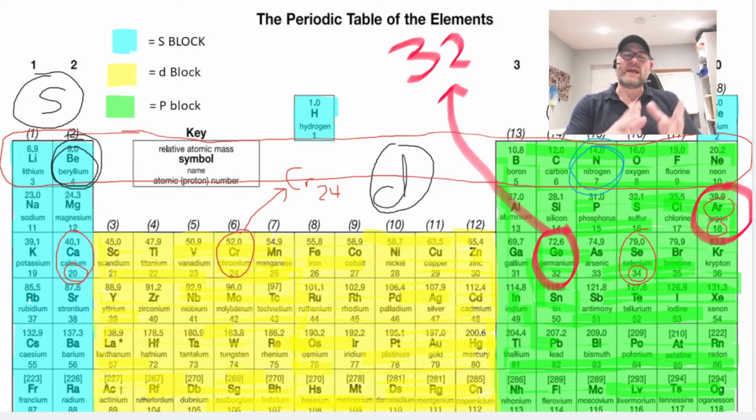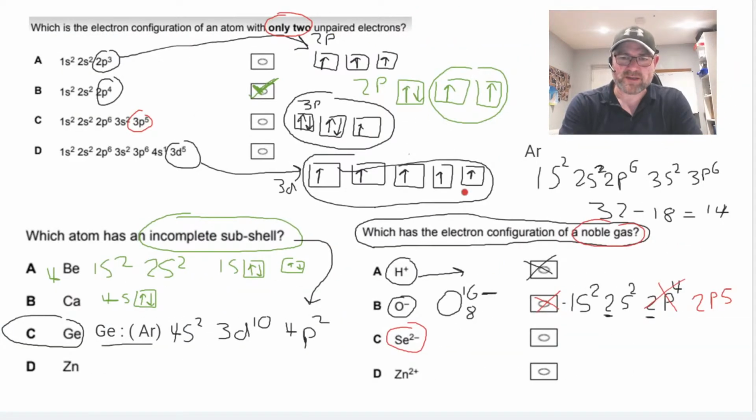Selenium 2 minus has gained 2 electrons. Instead of 34, it's going to have the same electronic structure as krypton. So I know straight away selenium has gained 2 electrons because it's a 2 minus ion, and therefore it has got the same electronic structure as krypton. I could draw it all out, but I don't fancy doing that.